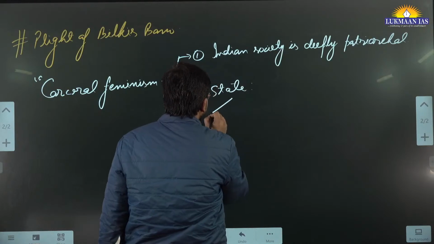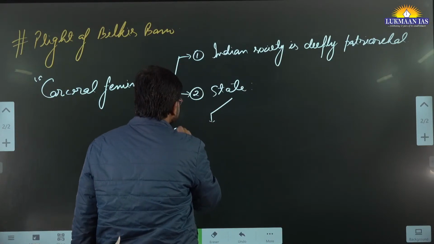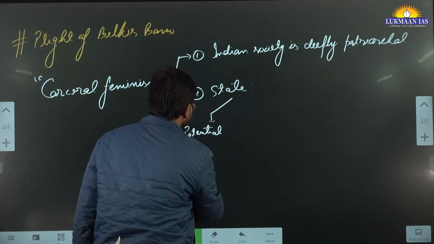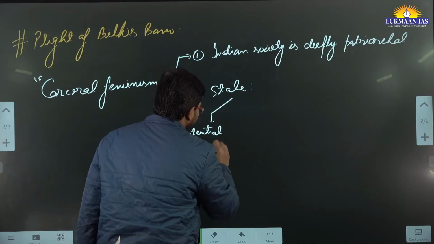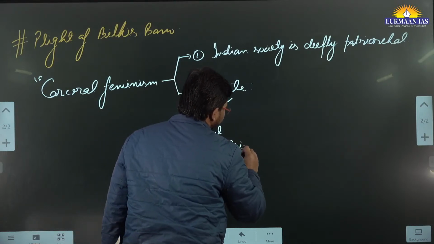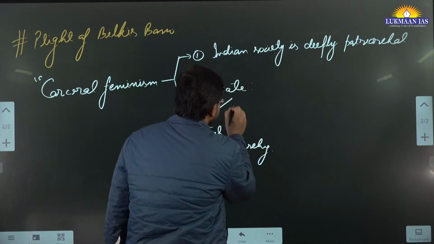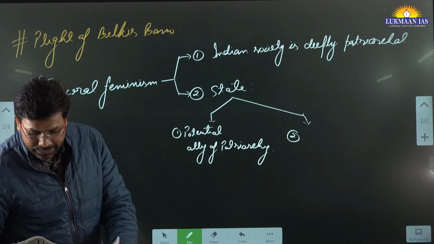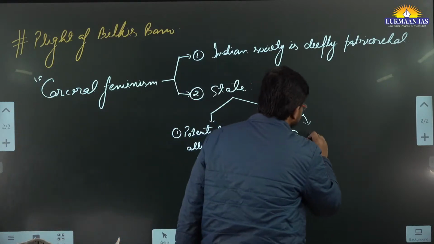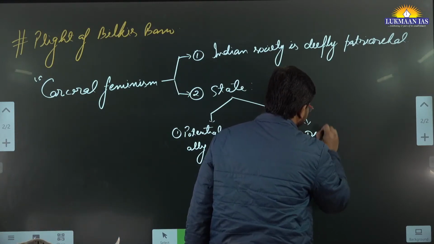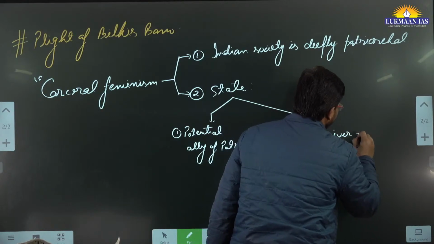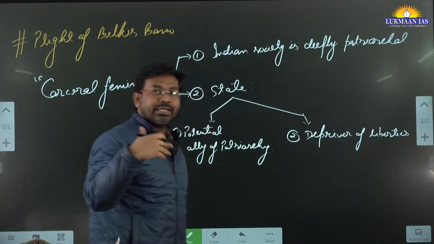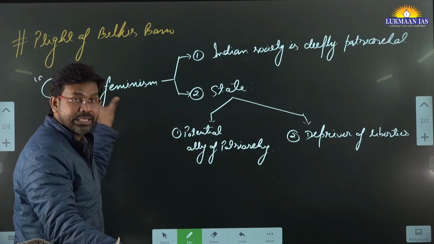What is the role? They have mentioned two things about the state. One thing is that the state plays a role of potential ally of patriarchy. Second, they say that it is a depriver of liberties. Now let us try to understand this from the context of the Bilkis Bano case.